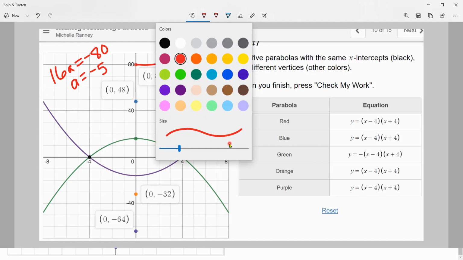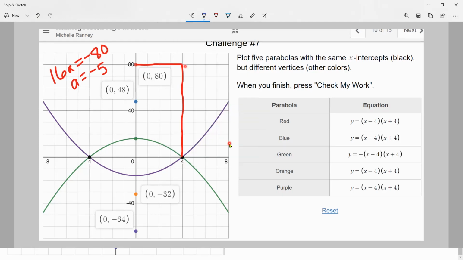I'll write these out here in a second. For my blue one, which is 48, if I go out 4, again, I should have gone up 16, but I went down 48 because that's where my vertex is. So if I take 16A set equal to negative 48 and solve, I get that my A is a negative 3.